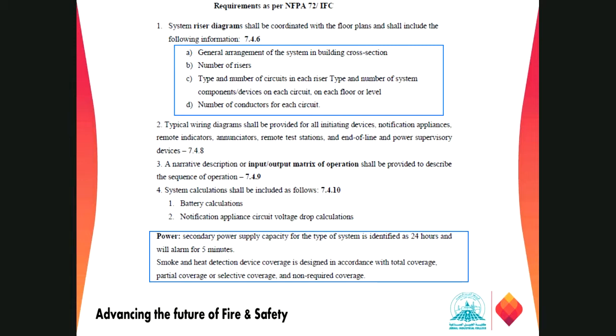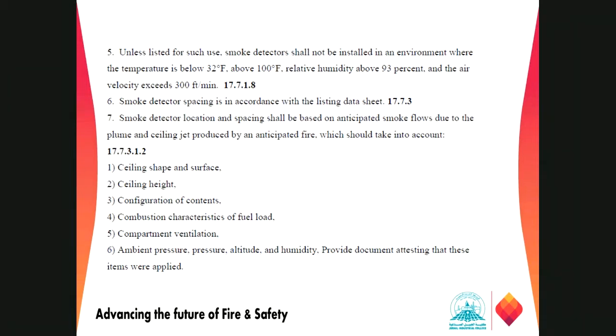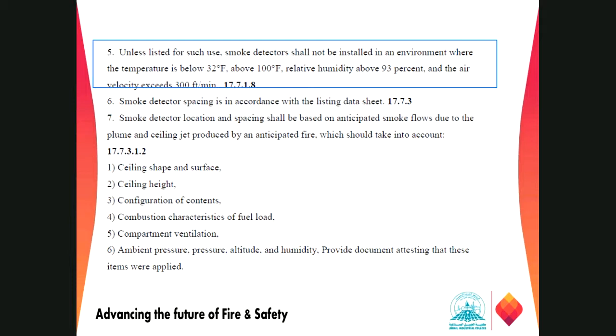The coverage of smoke and heat devices, in accordance with total coverage as per the recommendation listing. Now they are limiting the installation of a smoke detector. Unless listed for such use, a smoke detector shall not be installed in an environment where the temperature is below 32 degrees Fahrenheit or above 100 degrees Fahrenheit, where relative humidity is above 93%, and the air velocity exceeds 300 feet per minute.